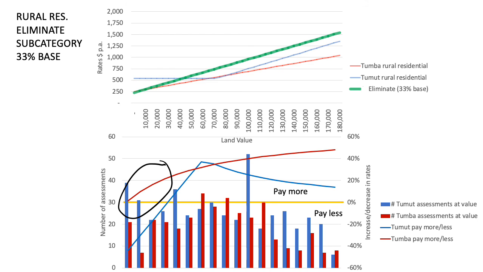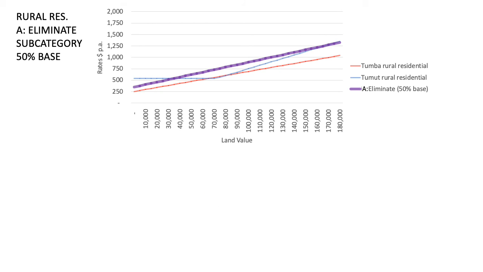But what this chart reinforces is that if council was to eliminate the rural residential subcategory for the reasons outlined in the history earlier on, then it really needs to have a higher base rate to even out the rates between higher and lower valued properties. And that's what's shown in the chart here. Option A in the survey is to use a 50% base rate.